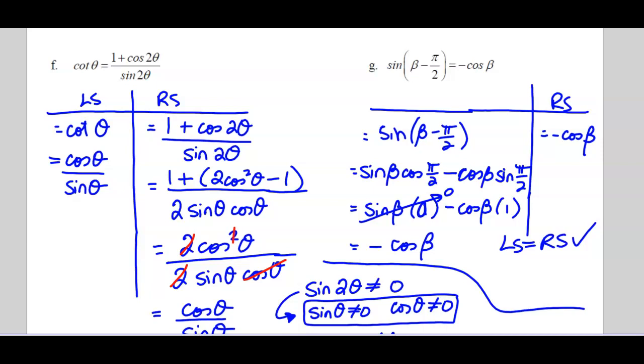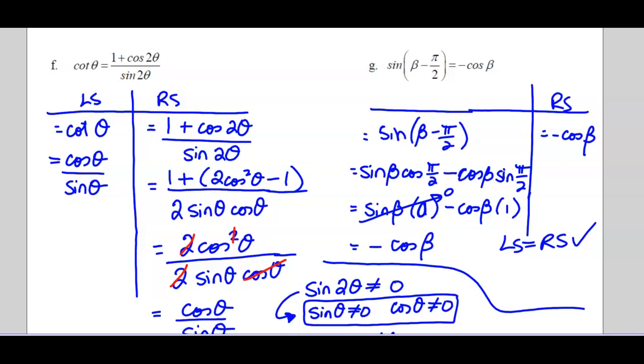Are there any restrictions on this one? No. Okay, so those are the two in our notes.